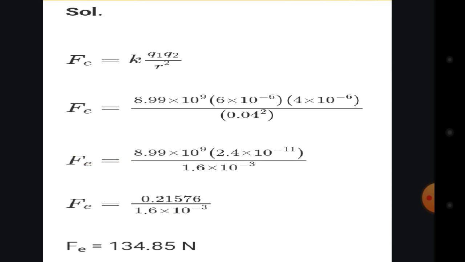Normally, if we know our formula for calculating Coulomb's law, the one we just finished explaining, Fe, the electric force, is equal to K q1 q2 all over r squared. This formula is used for calculating the electric force between two charges. The value of q1 is given, the value of q2 is given, and the value of r is also given.